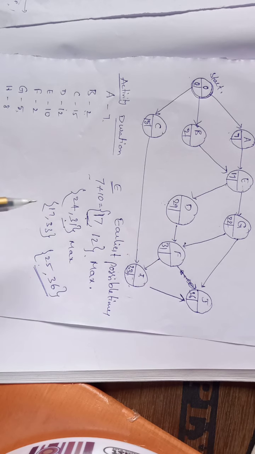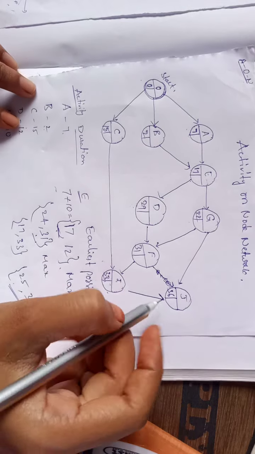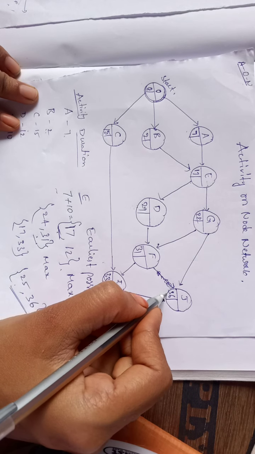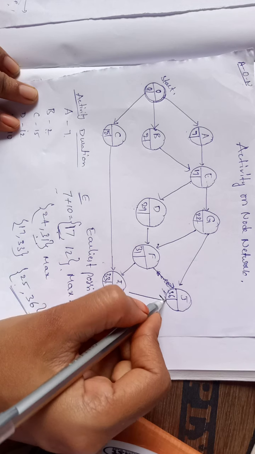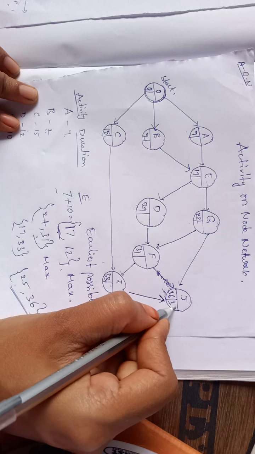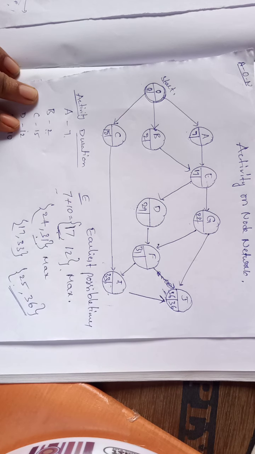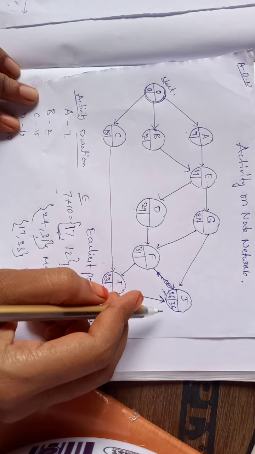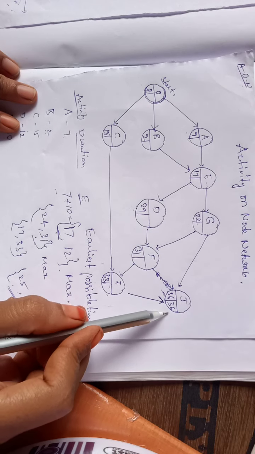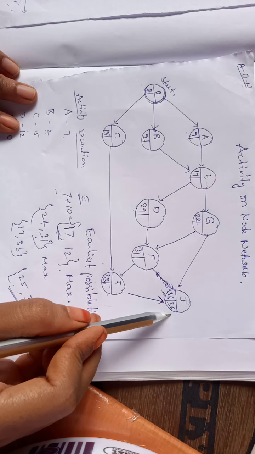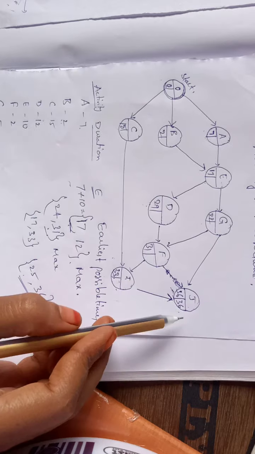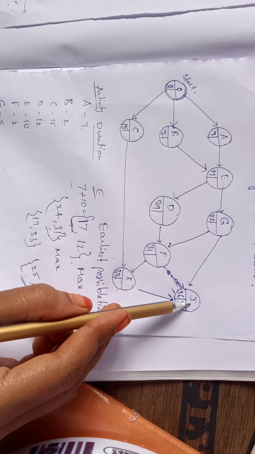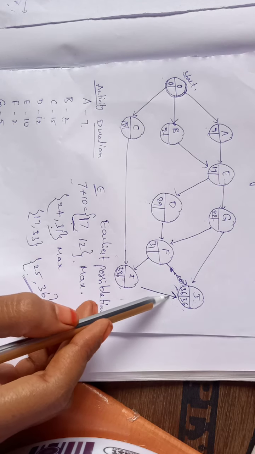36 we are taking here. After finishing the forward pass, again we will go with the backward pass. This 36 will be our project duration, and we will be starting with the latest time 36, and from 36 we are going back. 36 minus J, we need to subtract the duration of J here. 36 minus 3, how much?